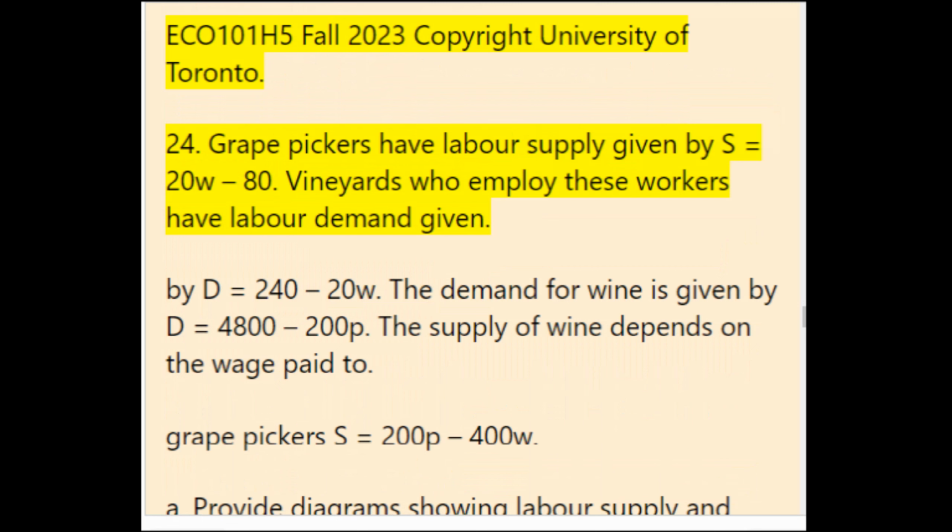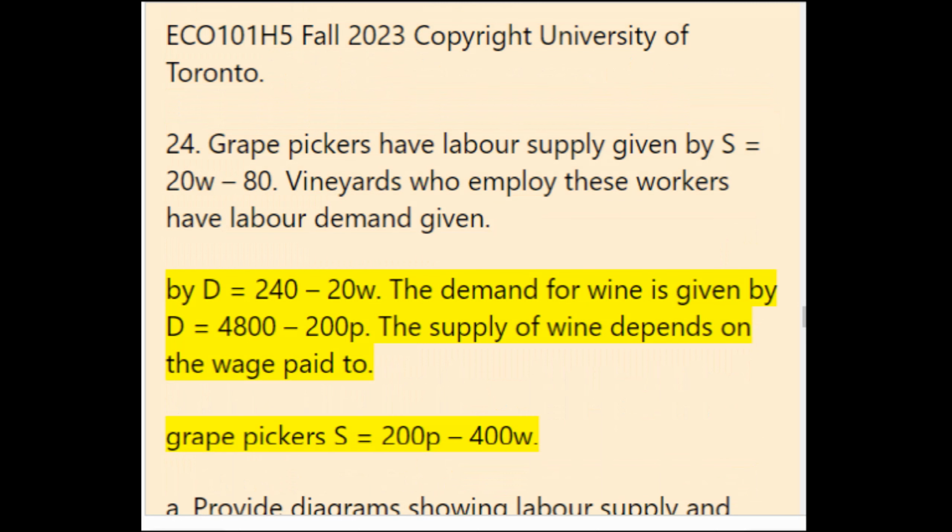24. Grape pickers have labor supply given by S = 20W - 80. Vineyards who employ these workers have labor demand given by D = 240 - 20W. The demand for wine is given by D = 4,800 - 200P. The supply of wine depends on the wage paid to grape pickers: S = 200P - 400W.